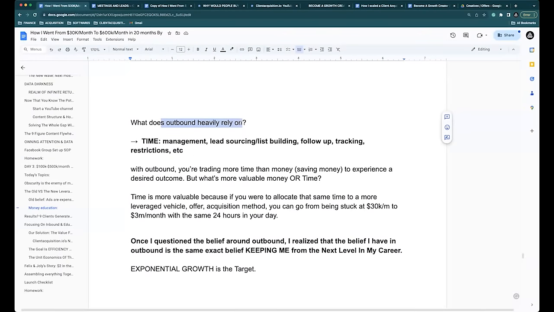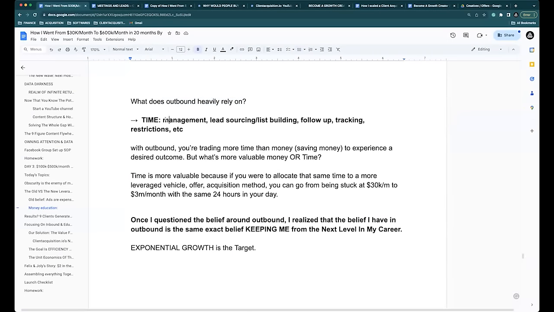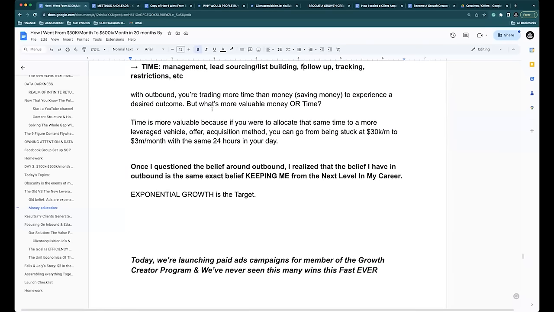What does outbound heavily rely on? Time. You need to manage your team. You need to do lead sourcing. You need to do list building. You need to follow up. You need to do tracking. You need to avoid restrictions, right? With outbound, you're trading more time than money, which means your main priority, like most people who do this, is trying to save money to experience a desired outcome. But what's more valuable, money or time? Time is more valuable because if you were to allocate the same time to a more leveraged vehicle, a more leveraged offer, like a build and release offer that we talked about on Monday, a more leveraged acquisition method, you can actually go from being stuck at $30K per month to $3 million a month with the same 24 hours in your day.